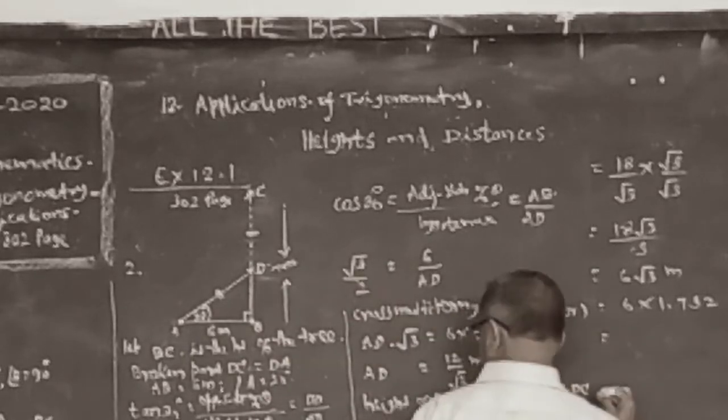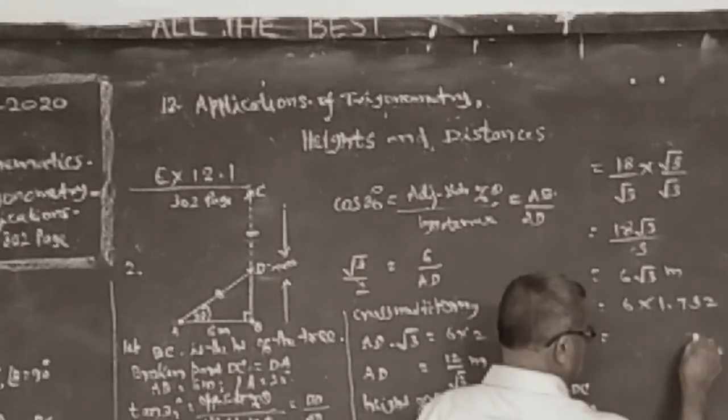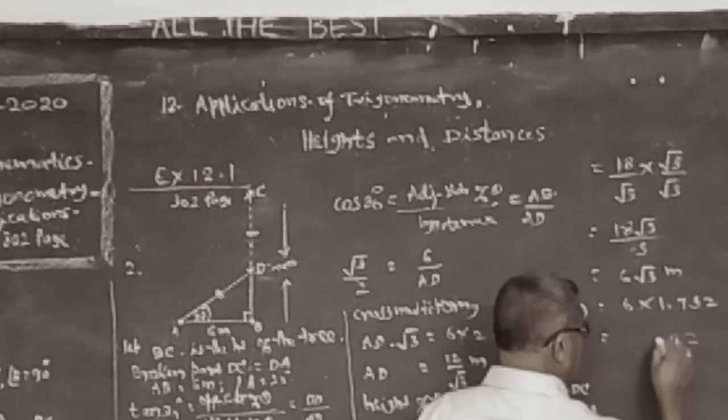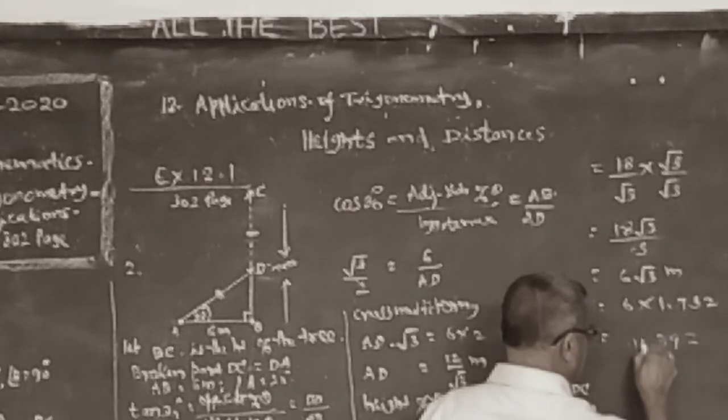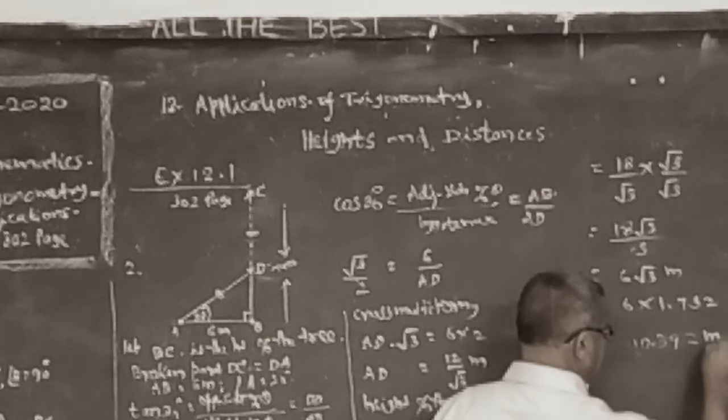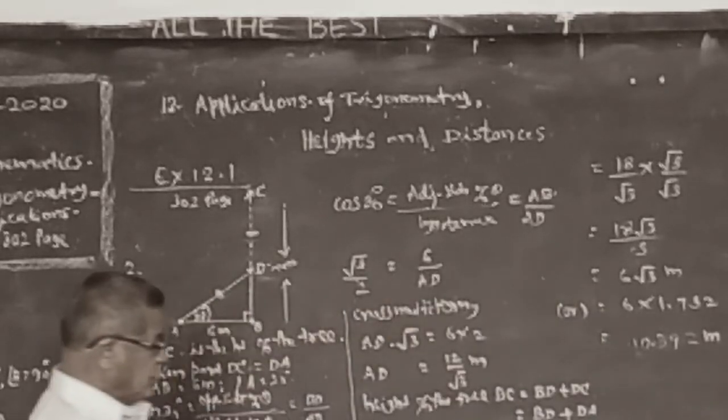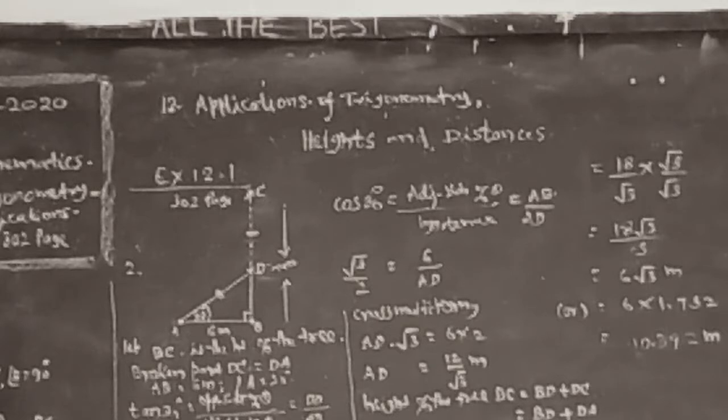This is the height of the tree. 6 2s are 12, 18 1 19, 42 1 43, and 10 meters. Therefore, the height of the tree is 10.392 meters nearly. Very important. Please practice today only once again and check with your solution.